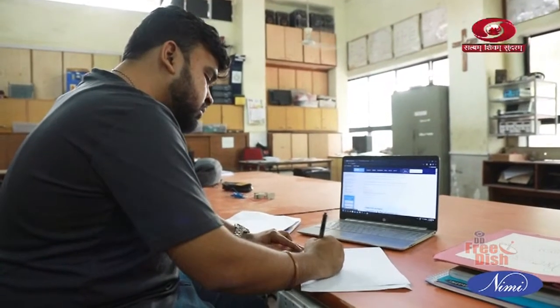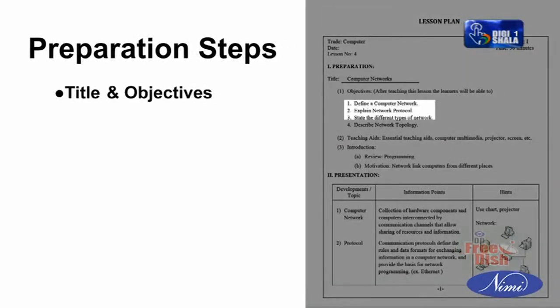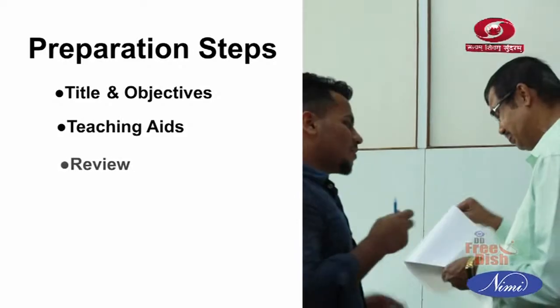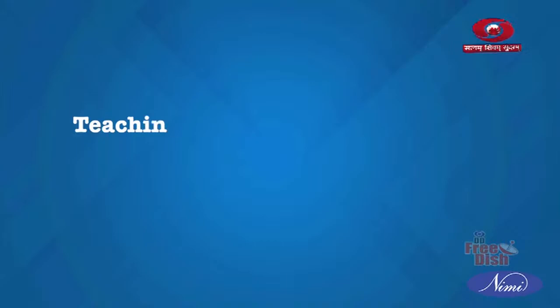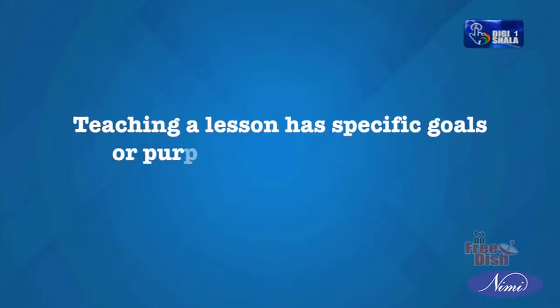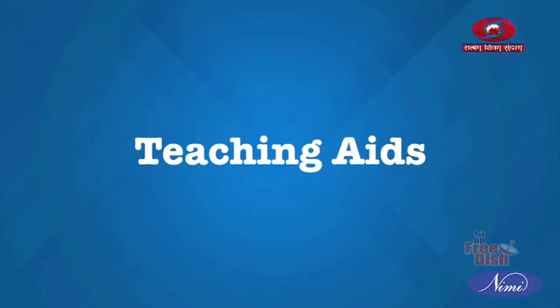Let's look at the preparation step in detail. Preparation step: title and objectives, teaching aids, review, motivation. Let's look at objectives. Teaching a lesson has specific goals or purpose we call objectives. Let's look at teaching aids.